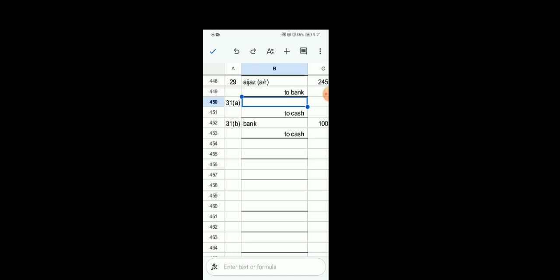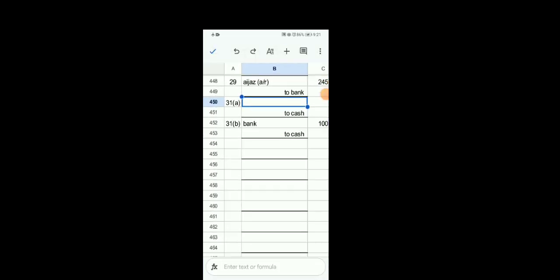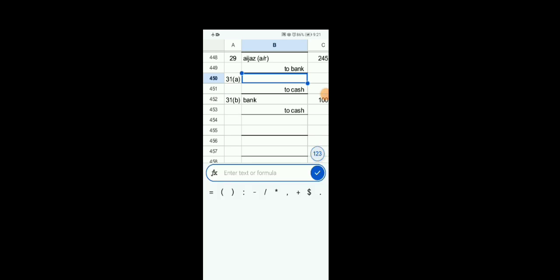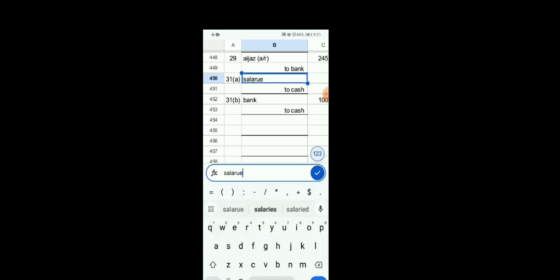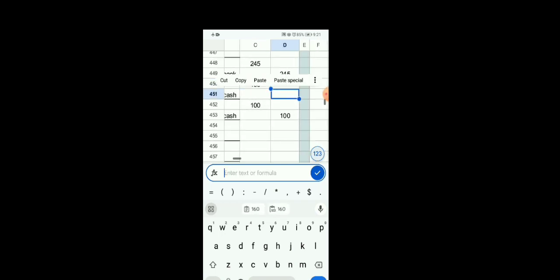For what purpose are you paying cash? That is salaries. Here you can see that you are paying salaries. Salaries are your expense, because you are paying expenses should be mentioned on debit side. So you are going to write salaries on debit side. How much amount of salaries has been paid? That is 160. So write down 160 on debit side, and the same amount you need to post on credit side.